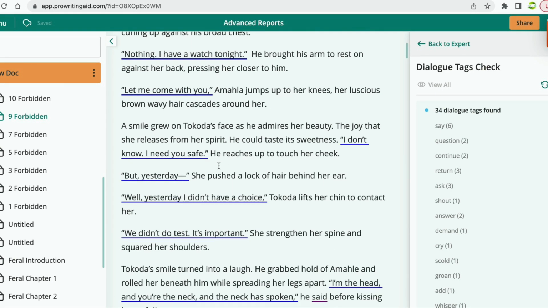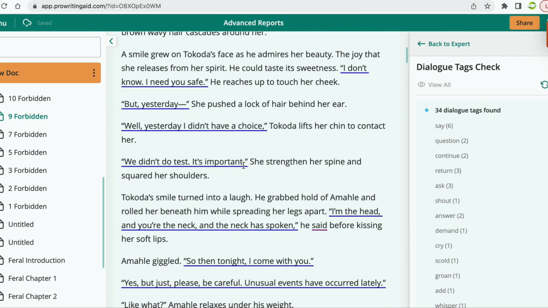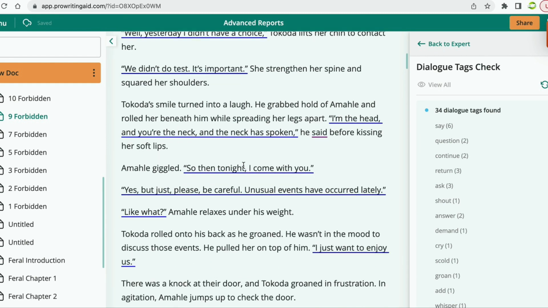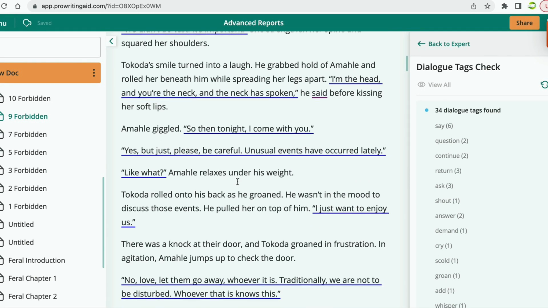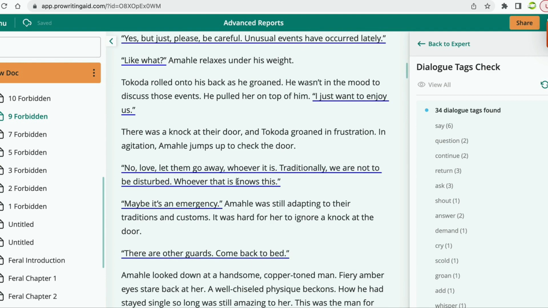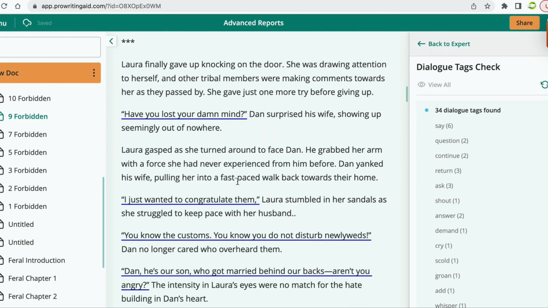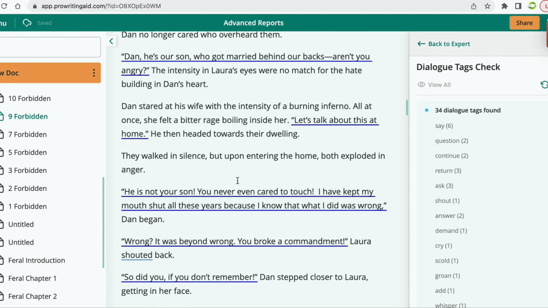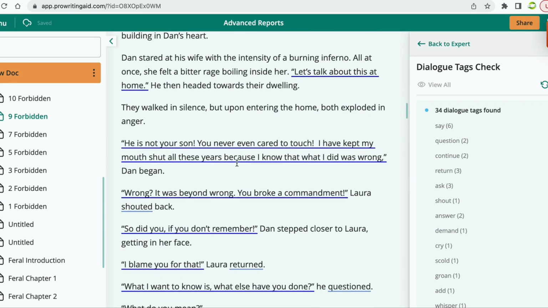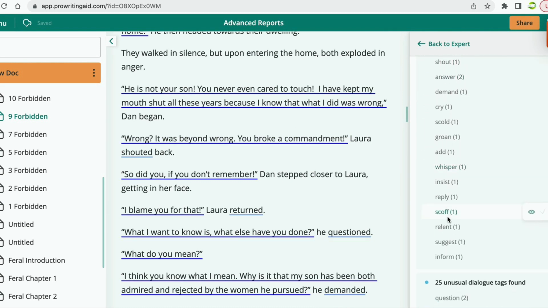Brought, I don't. He reaches. She pushed. No, Dakota. Said we're leaving alone. Amali relaxes under his weight. Okay. Let's talk at home. He then headed. Okay. Dan began. It didn't pick it up as one.